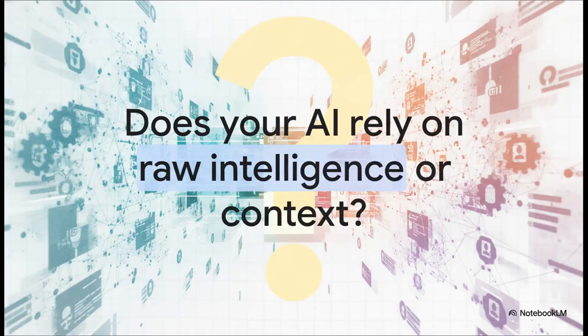Which leaves us with a really critical question to consider as we wrap up this explainer. Does your enterprise AI rely on raw model intelligence or actual context management? As these models get smarter, it is so easy to just get lazy and expect them to figure it all out. But true scalable reliability, that depends entirely on how effectively that context is designed, managed, and maintained. Really think about that for your own architecture.